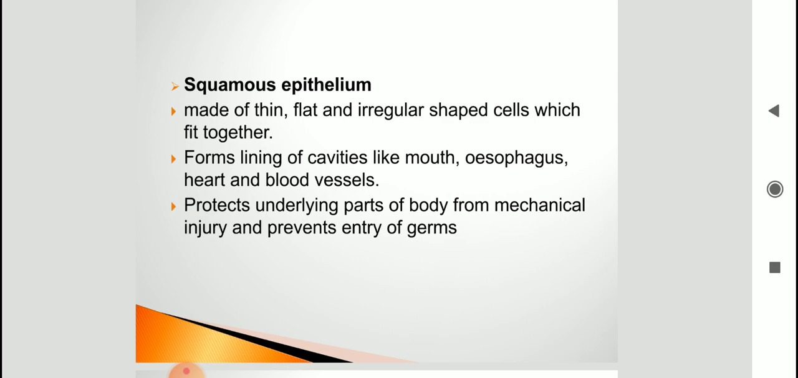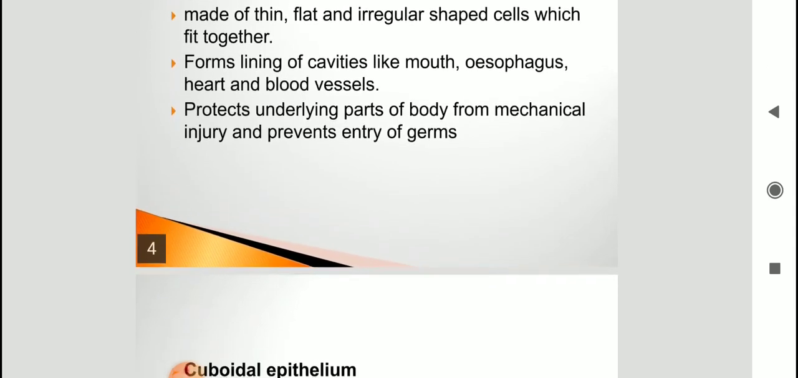The function of this epithelial tissue is to protect the organs from mechanical injury, from any sort of damage, and it also forms a protective layer. It prevents entry of germs. Now squamous epithelium is quite permeable also, meaning they allow absorption and transport of different materials. Alright, so this is all about squamous epithelium that you have to remember.